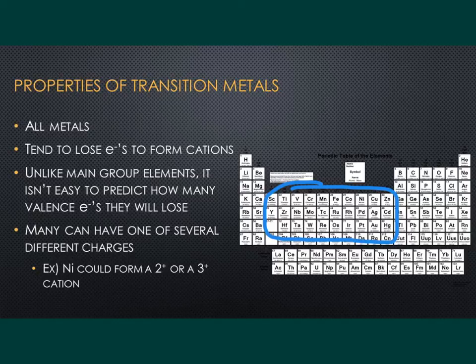One of the reasons it's difficult to predict how they will react is that a lot of them can form more than one different type of ion. So iron, chromium, all of these, I think scandium, copper for sure, zinc, but nickel is the example I'm going to use. Sometimes it forms a 2+ ion, sometimes it forms a 3+ ion, and it depends on what's around. That makes it hard to predict how it's going to react with others.